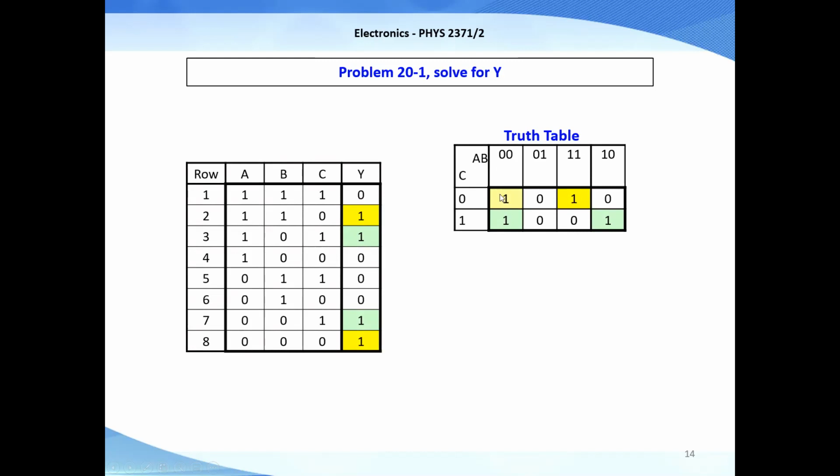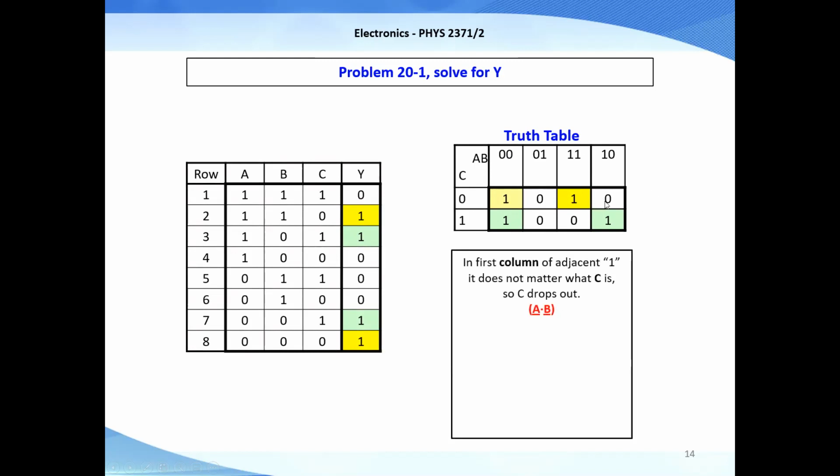Okay, these are adjacent, so I can wrap these together. It doesn't matter what C is, so C is going to drop out. And this will be just A bar, B bar. Now, I can take this one and combine it with this one because I can wrap it around. I can take these 8 squares here and wrap it around and start from any position, so you see that this one and this one are going to be adjacent.